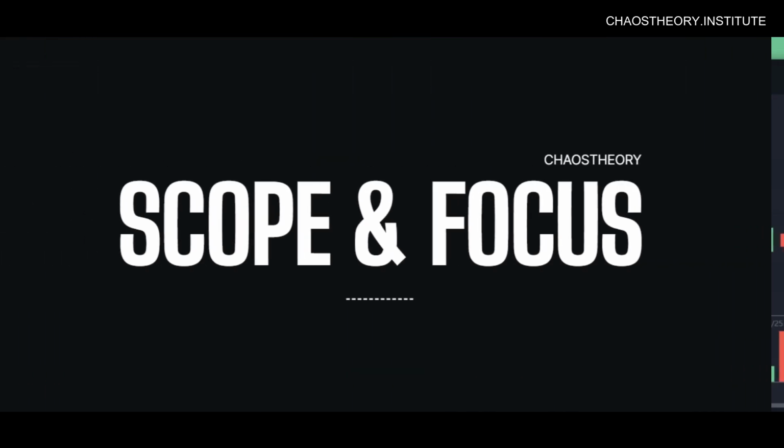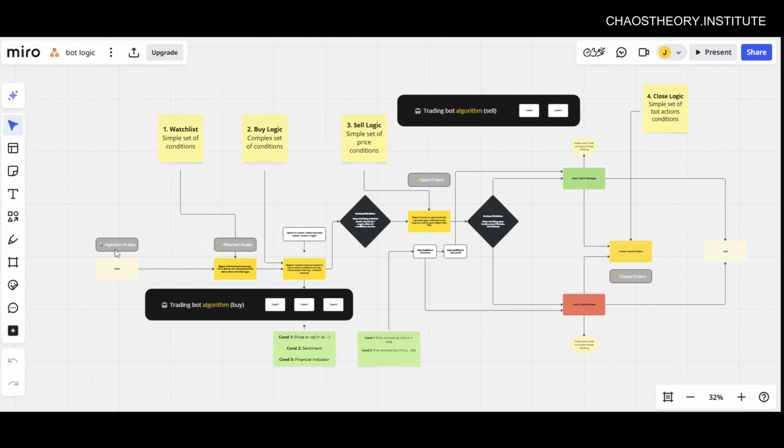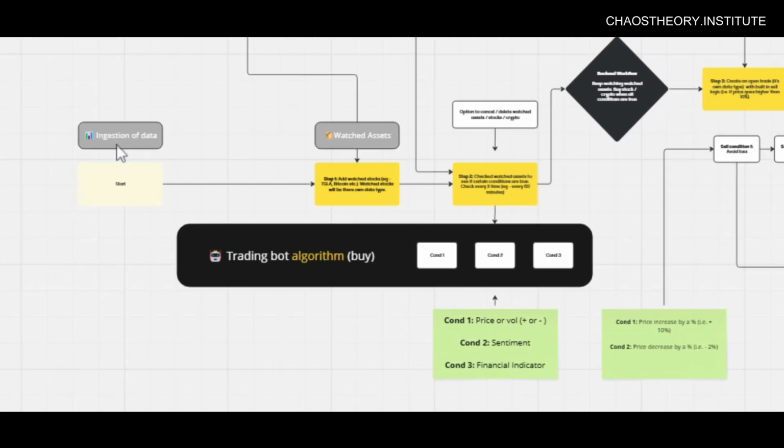Next, you'll need to decide on your bot's asset scope and focus. For instance, will your bot use a single asset strategy where it will dive deep into one specific financial instrument? Or will it take more of a diversified approach by trading across different assets, markets, or sectors?